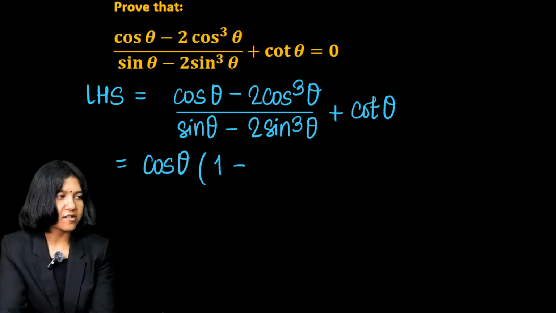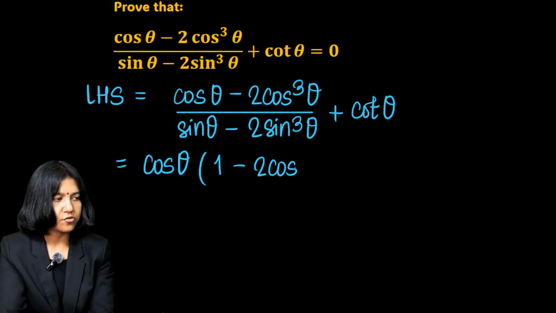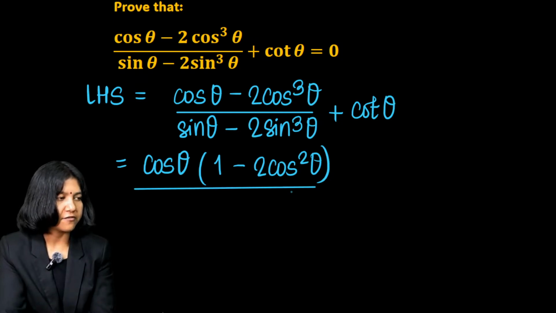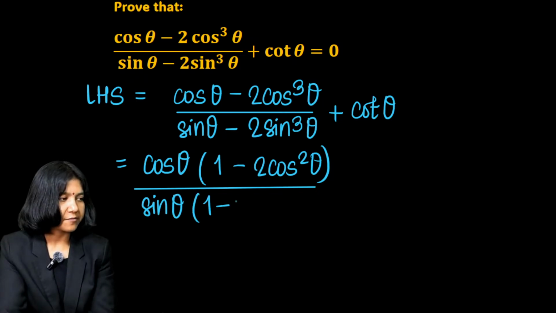Cos theta divides cos cube theta to give me cos square. So that 2 remains as it is. So I'll write 1 minus 2 cos square theta, whole thing divided by, again I'll follow the same thing, sin theta times 1 minus 2 sine square theta, because one of the sine is already out.